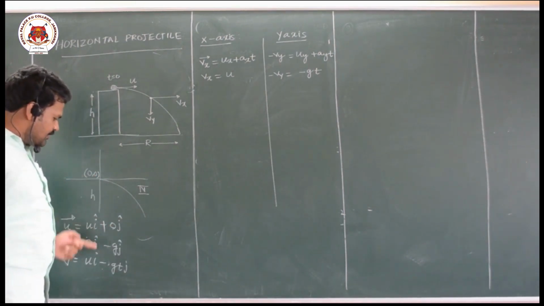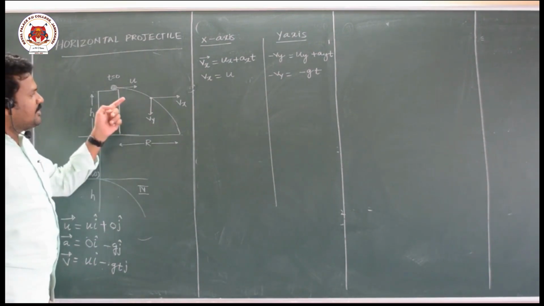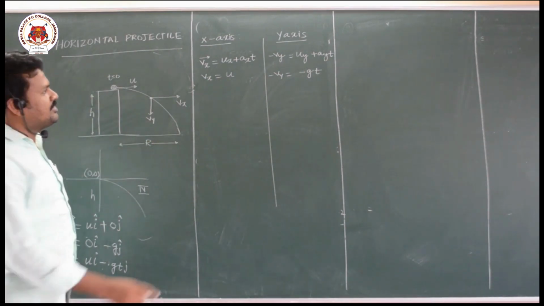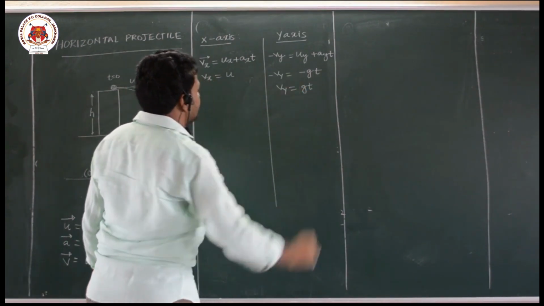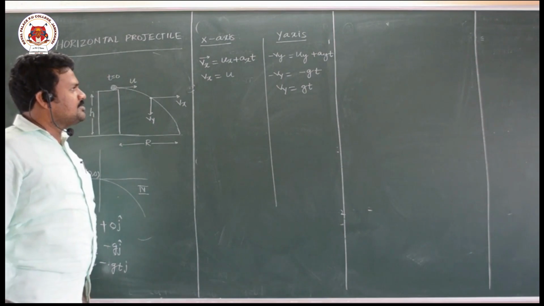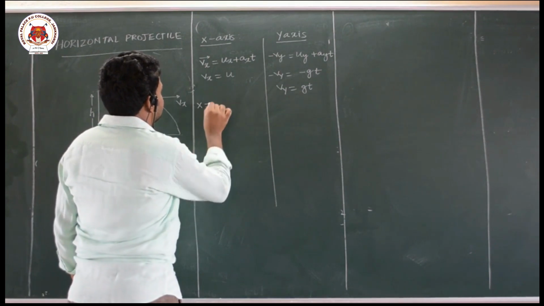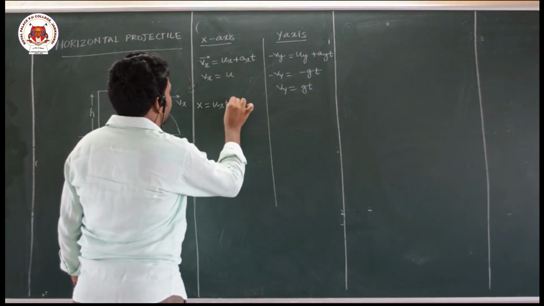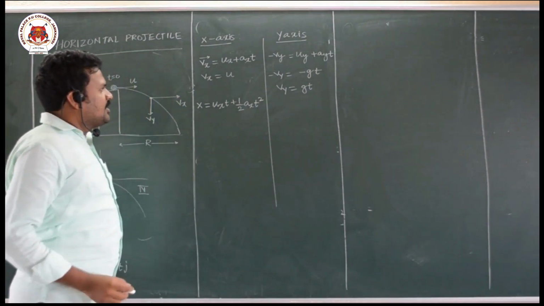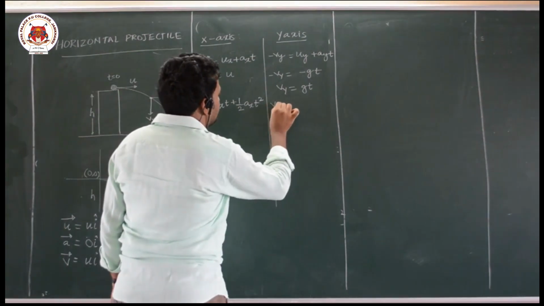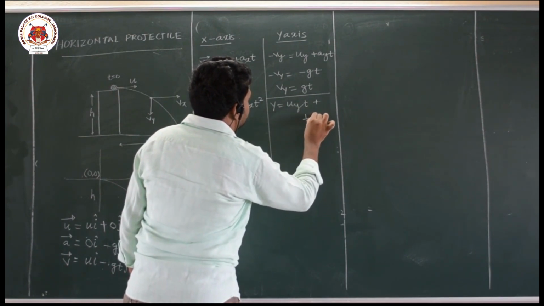That means I took the reference point from there. But velocity increases in the opposite direction, it increases downwards. That is the reason. If you take magnitude, it is nothing but Vy is equal to g t. This is the condition of magnitude. Next, x is equal to the distance travelled, ux t plus half ax t square. Similarly, y is equal to uy t plus half ay t square.